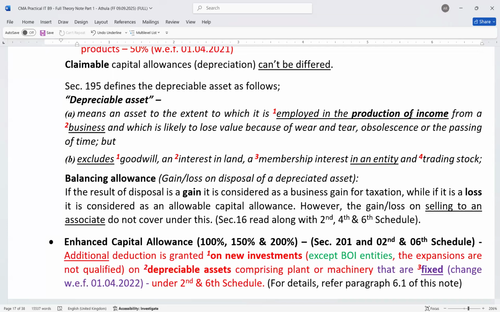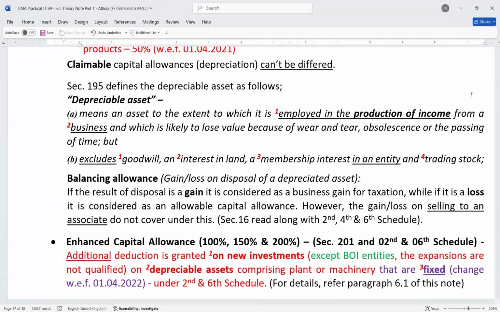Therefore, as we know, depreciable assets are not subject to investment capital gains. Right? Therefore, this is totally separated. Then enhanced capital allowances. Now we'll move to the next item.